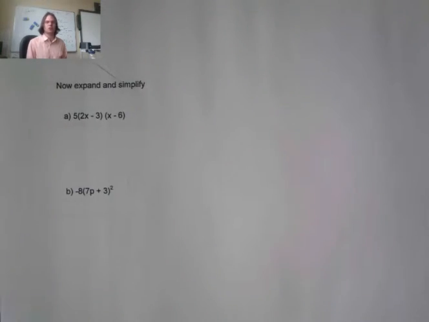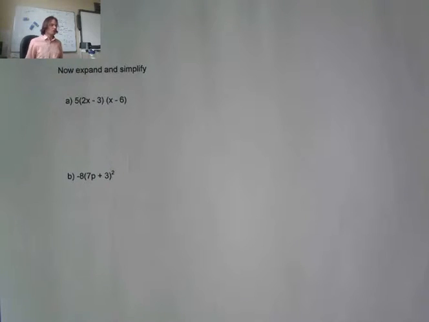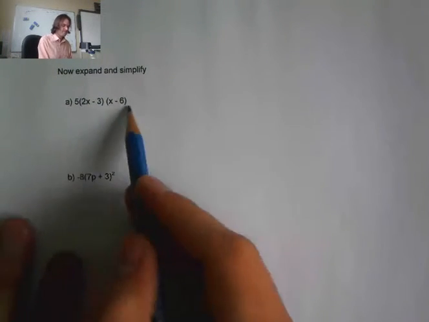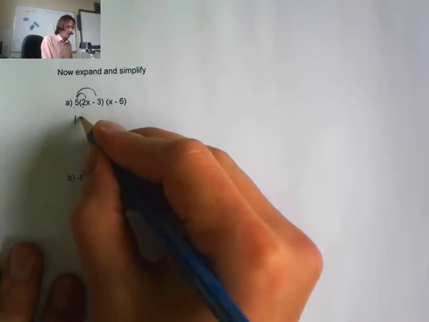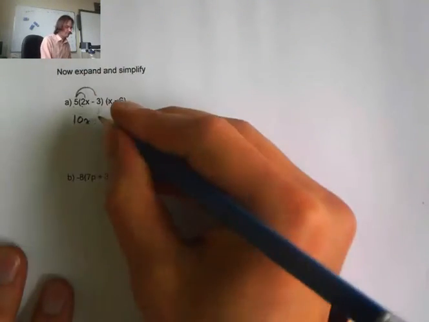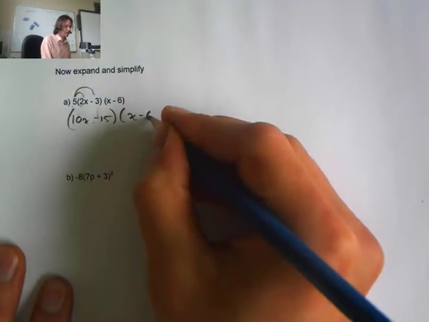So there we go. Let's try now my next set of questions. It wants us to simplify these to the best we can. So I look at this here. Can't simplify anything in there, but I can multiply this 5. So it's going to give me, distributive property, 5 in there. So I'm going to have 10x minus 15. Then I'm going to multiply by x minus 6.